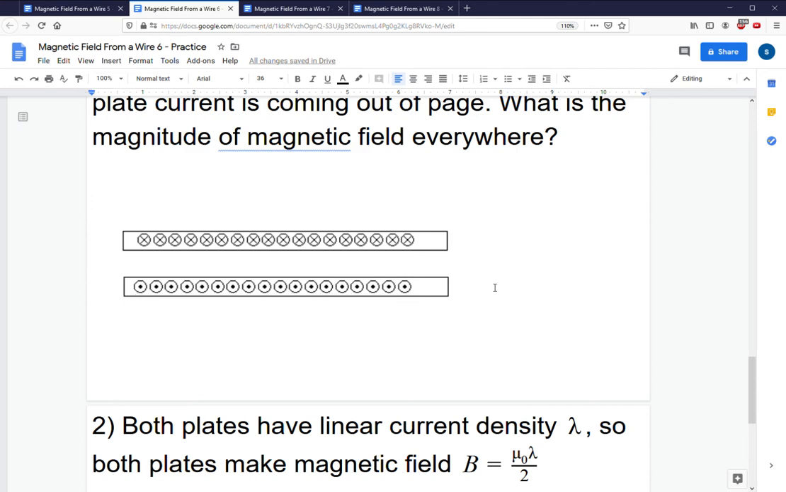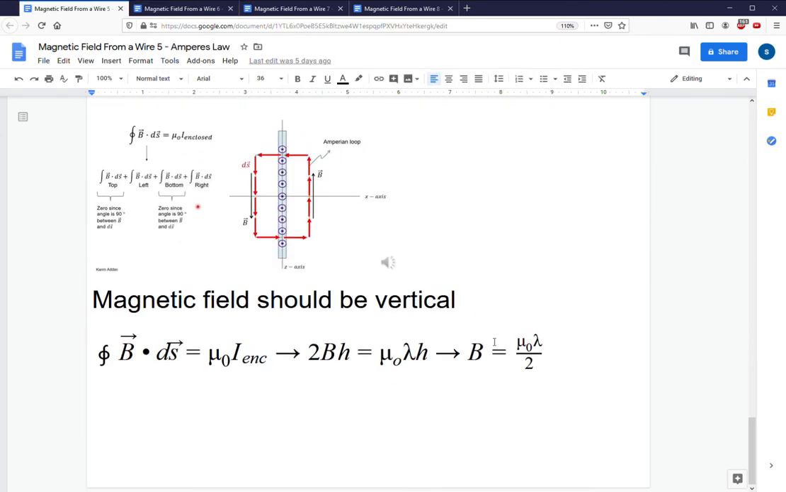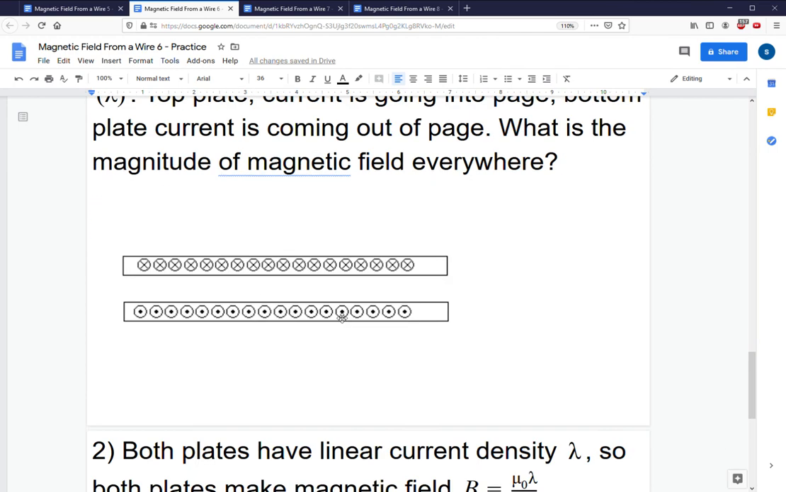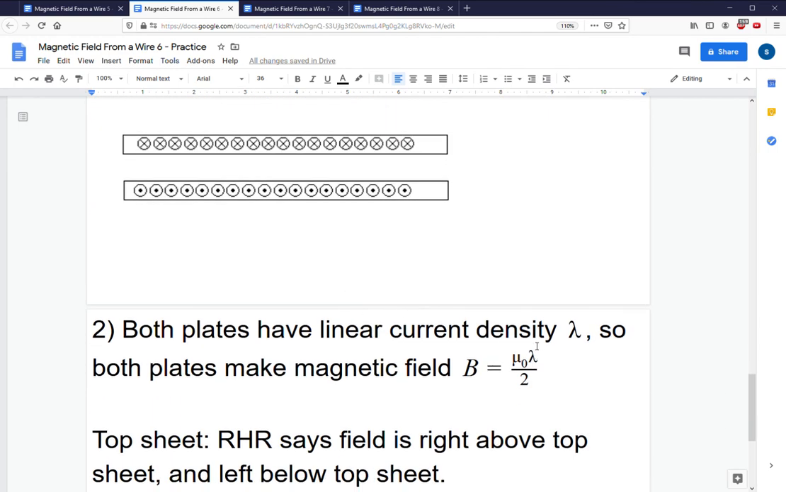This plate has the current coming out of the page, so if we hold our thumb pointing towards us, point our fingers up, and then curl them, we can see that above this plate, the magnetic field is going to the left, and below it, it's going to the right. Also recall from our formula that the magnetic field depends solely on lambda, does not depend on how far away you are from the sheet. So both of these sheets will create magnetic fields that have magnitude B is equal to mu sub naught lambda over 2.